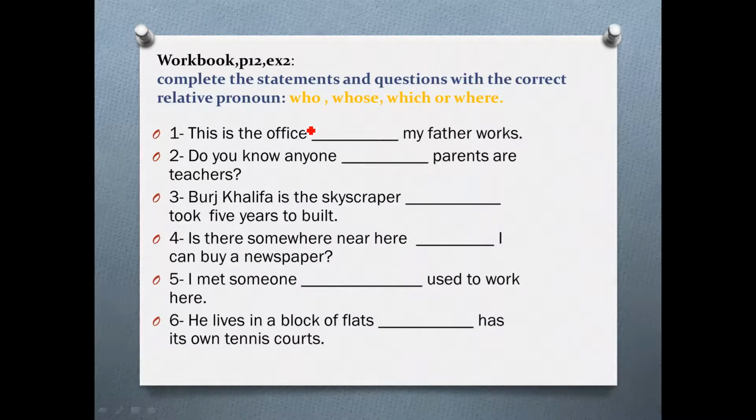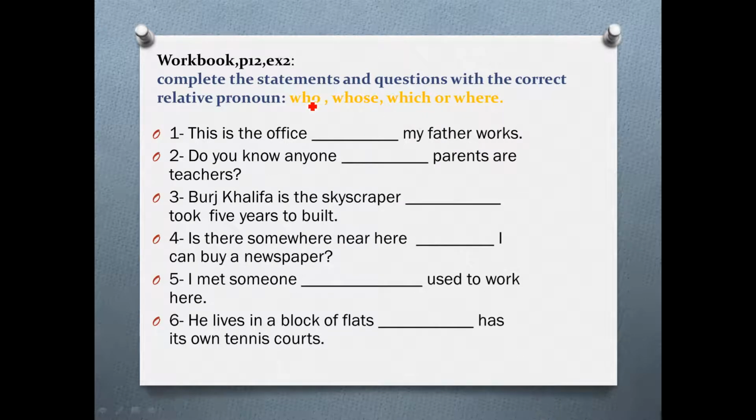Now moving to workbook page 12 exercise number 2. ننتقل الآن إلى صفحة رقم 12 وتمرين رقم 2. Now this exercise actually is going to take us backward. سوف يعود بنا هذا التمرين للقاعدة الأولى في هذه الوحدة والتي تتكلم عن ال relative pronouns أو الضمائر الموصولة. In this exercise you have to fill in the blanks using these relative pronouns. علينا أن نقوم بملء الفراغات باستخدام هذه الضمائر الموصولة.